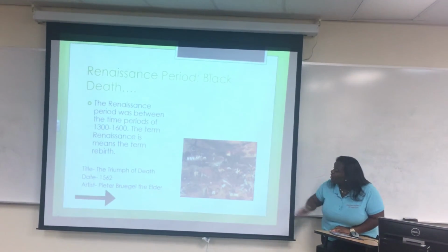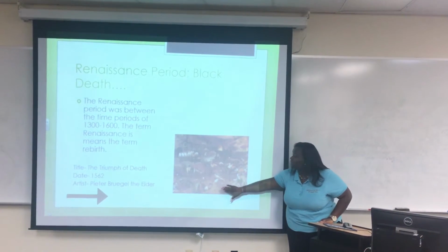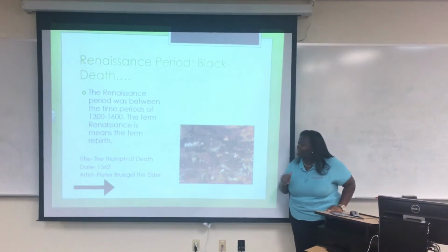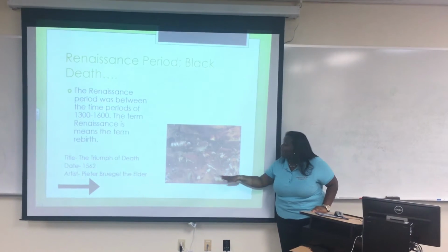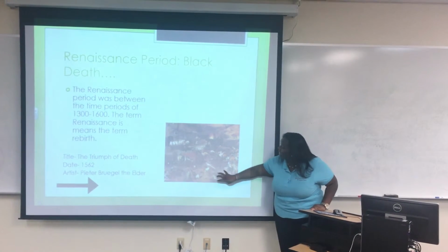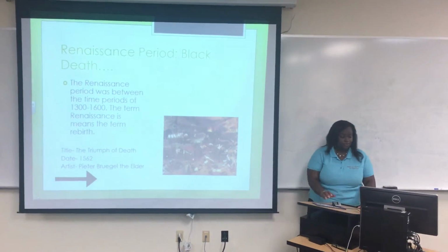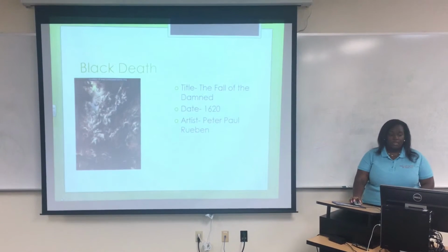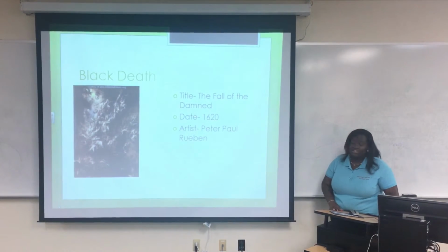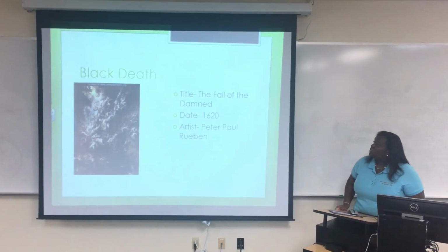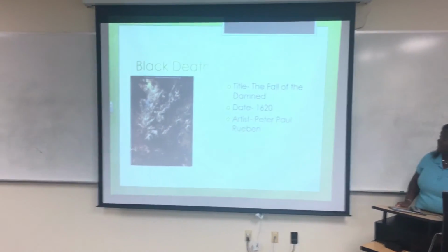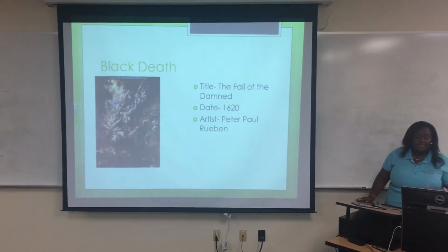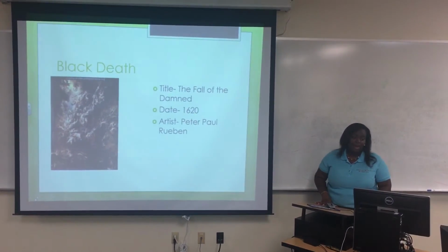So you have red, orange, and you also have the bodies, which are white, and the artist, Mr. Bruegel the Elder, made sure that you were able to see the composition and the lines of the artist and where they were. Black Death. Also here I have pictured is the Fall of the Damned, which is dated in 1620, and the artist is Peter Paul Rubens. This artist made sure that he put emphasis on the body as well.